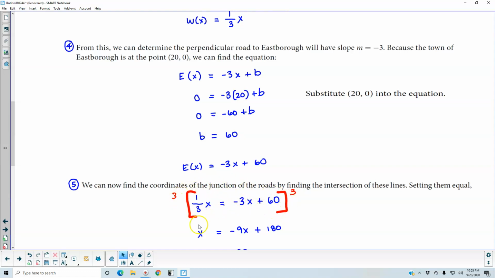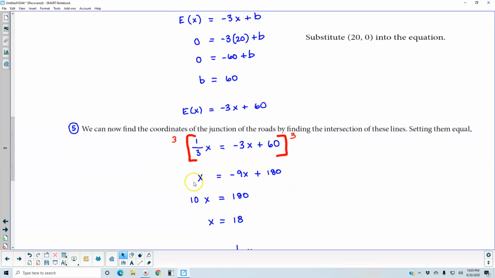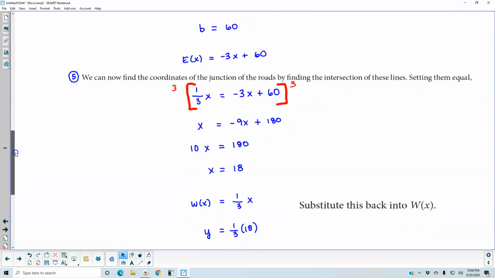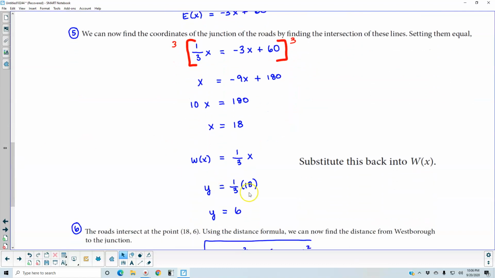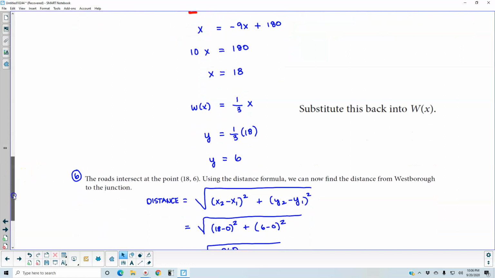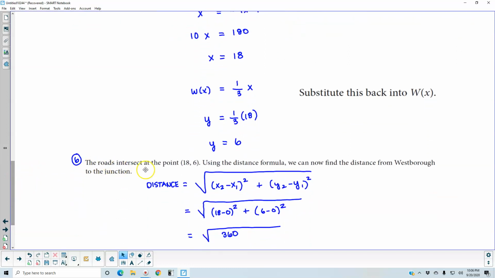So we're going to multiply both sides by 3. So we get x is equal to -9x plus 180. We add 9x to both sides, and so 10x is going to equal 180. Divide both sides by 10, and x is going to equal 18. Now we need to plug 18 back into the function to find out what the y value is going to be. So 1/3 times 18 gives us 6. So therefore, the roads intersect at the point (18, 6).